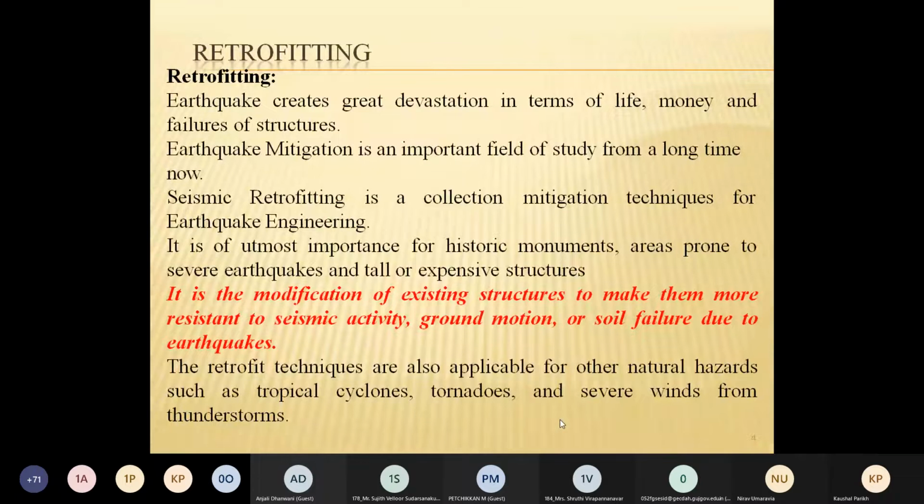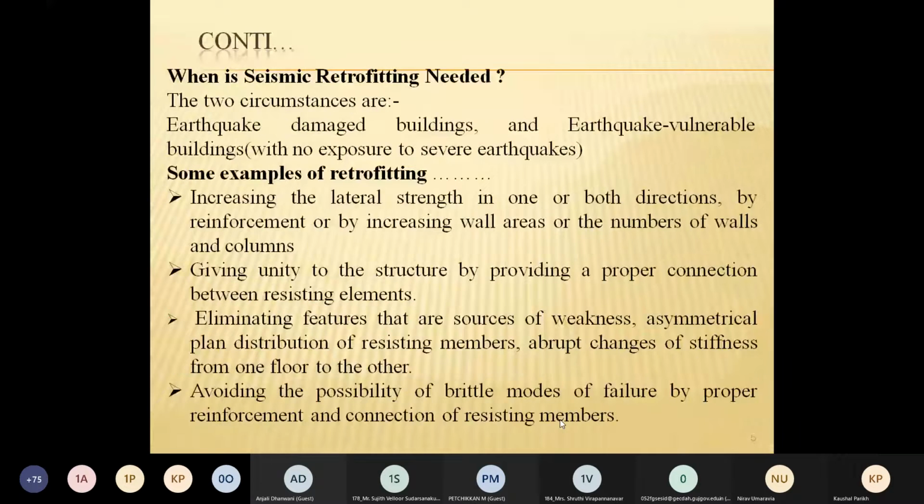The retrofitting techniques are also applicable to other natural hazards like tropical cyclones, tornadoes, and severe winds from thunderstorms. Right now we are dealing with the retrofitting term in relation to earthquakes, but the term retrofit also takes care of other natural hazards. So the question may arise in our mind: when is seismic retrofitting needed?